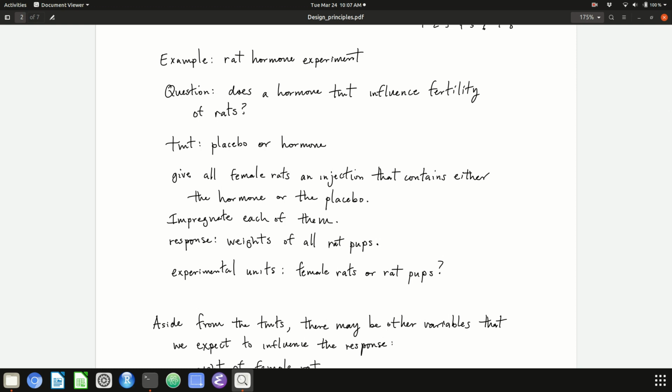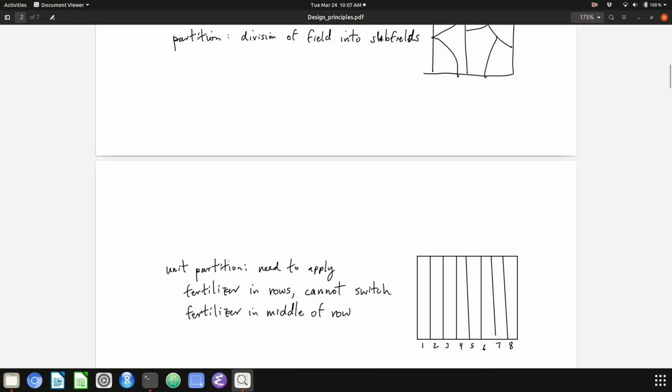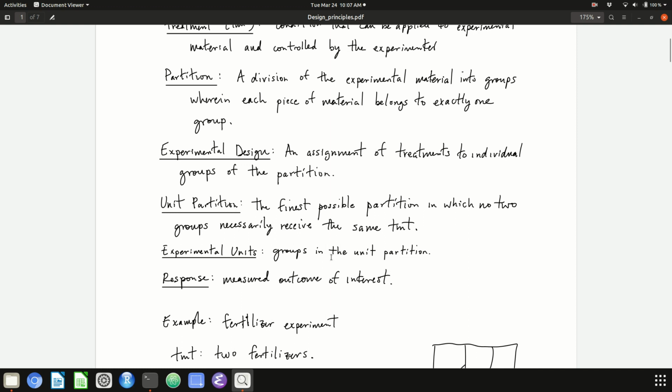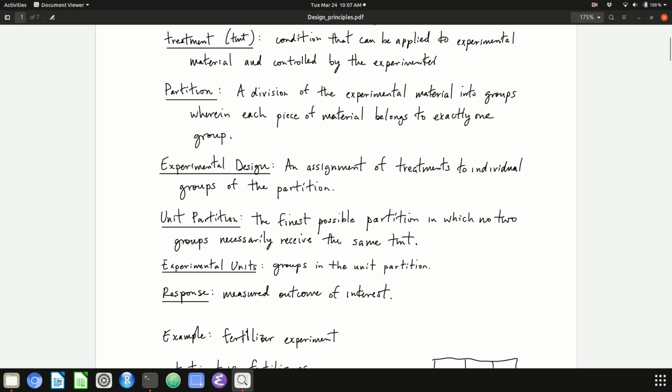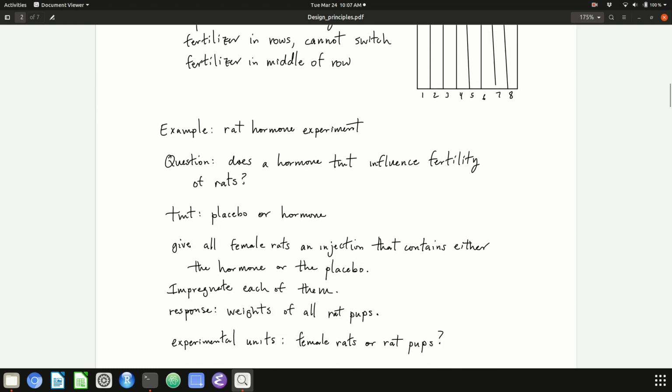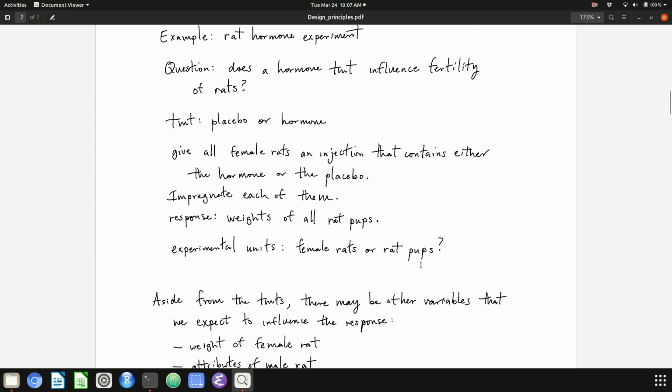Let's think about this in terms of the definition of the experimental units. So let's go back up. The unit partition is the finest possible partition in which no two groups necessarily receive the same treatment, and experimental units are the groups in the unit partition. So the experimental material is going to be these female rats, because we're going to apply the treatments to the female rats. And they're going to produce something that we measure. So the question is, are the units going to be the female rats or the rat pups?